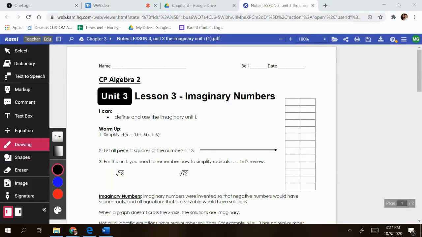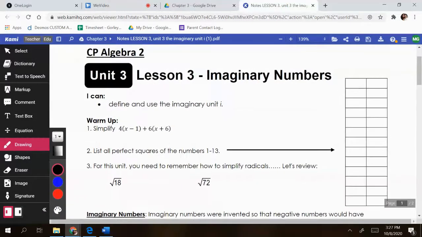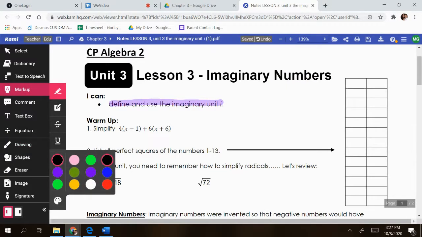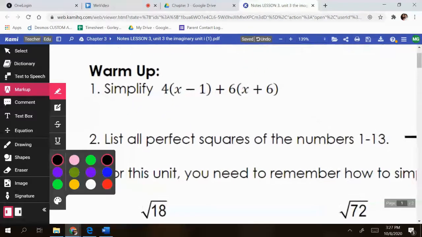Okay, in lesson 3, we're going to talk about imaginary numbers. It says that I can define and use the imaginary unit i. Before we get to i, or the imaginary numbers, let's do this warm-up.